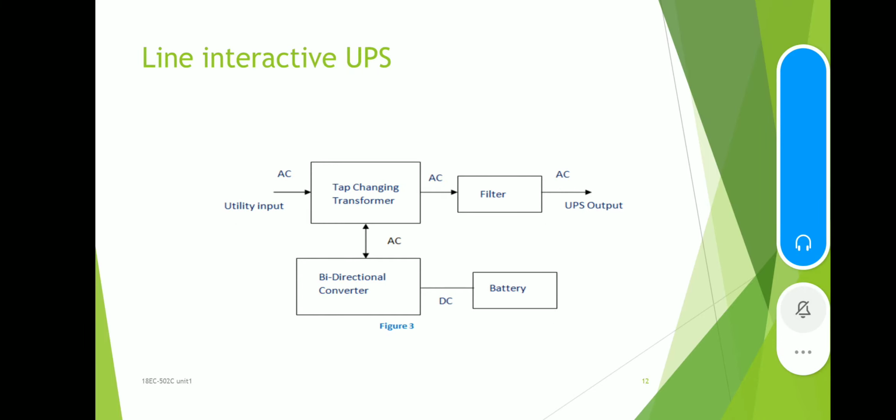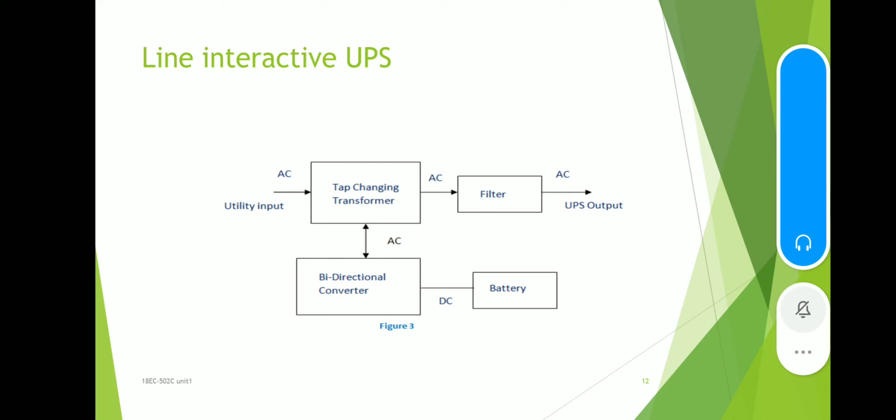See, if you observe this block diagram, there is a tap changing transformer and there is a bidirectional converter. That means it converts AC to DC and charges the battery, and this bidirectional converter also converts DC to AC and drives the load through the transformer and filter.